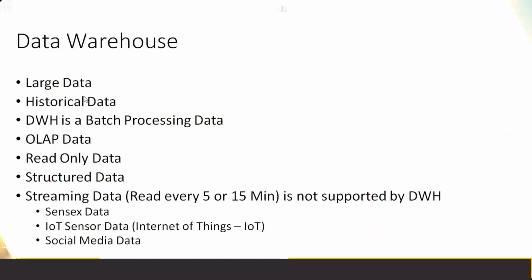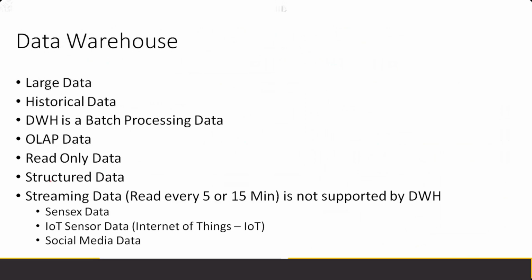Data warehouse means it is a large database which is going to be storing large, historical data. A data warehouse is a batch processing system. You have a large amount of data, and every time you will not be able to process the entire data, so you take it batch by batch. If you have 10 million records, you take 1 million, then process it. That is how it happens.